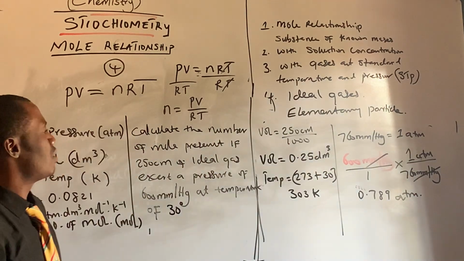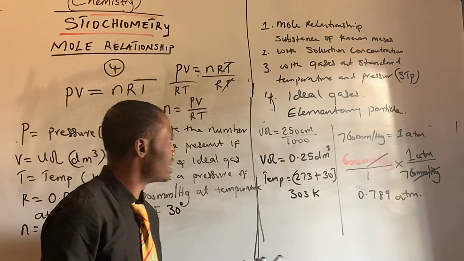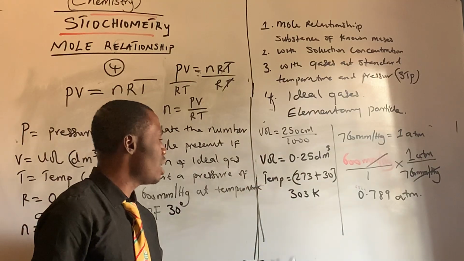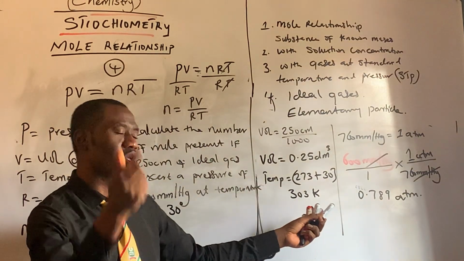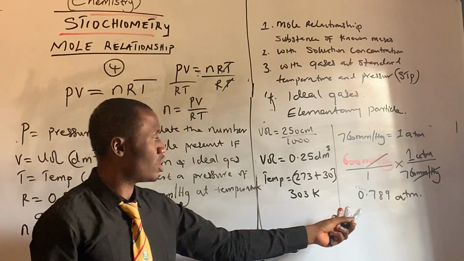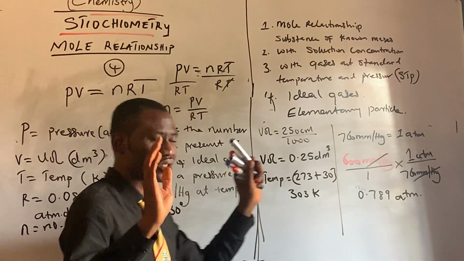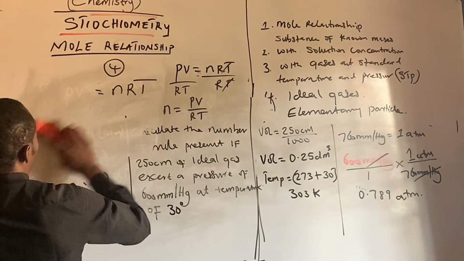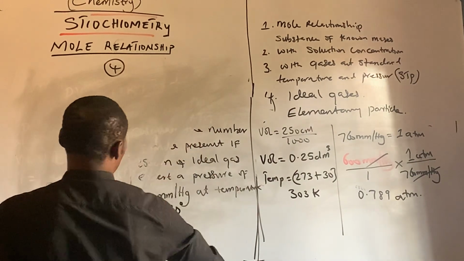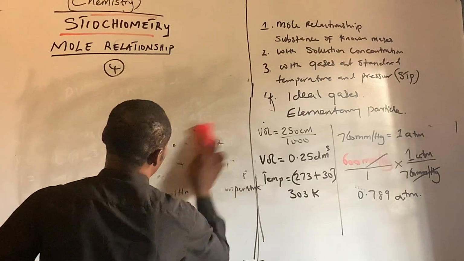Now I have all my values converted. I have volume converted to dm cubed, temperature converted to Kelvin, and pressure converted to atm. So I can solve now. Now let's clean up the board.